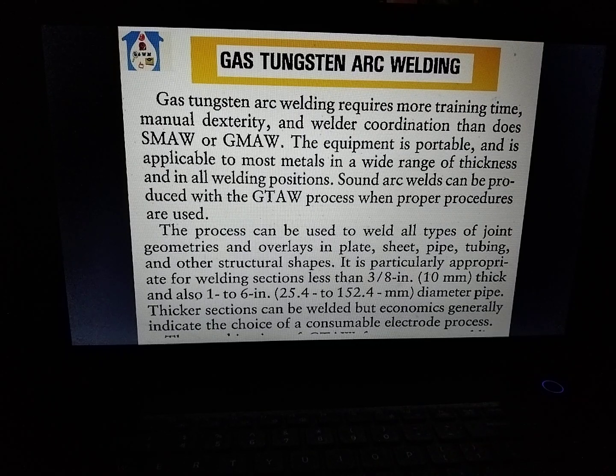Sound welds can be produced with the GTAW process when proper procedures are used. The process can be used to weld all types of joint geometries and overlays, in plate, sheet, pipe, tubing and other structural shapes. It is particularly appropriate for welding sections less than 3/8 inch (10 mm) thick, and also 1 to 6 inch (25.4 to 154 mm) diameter pipe.